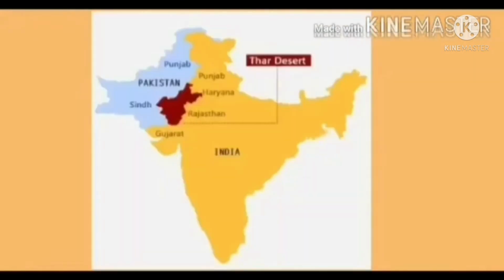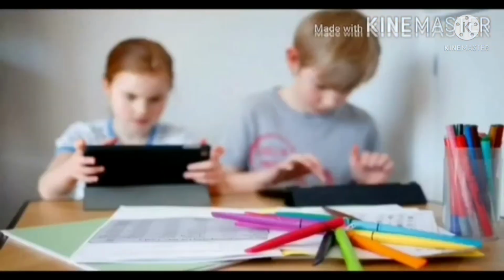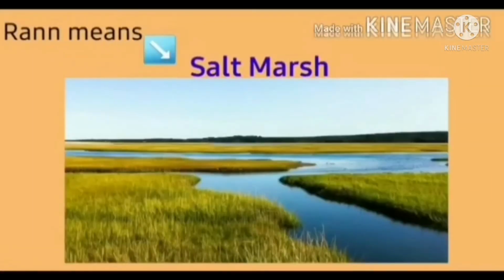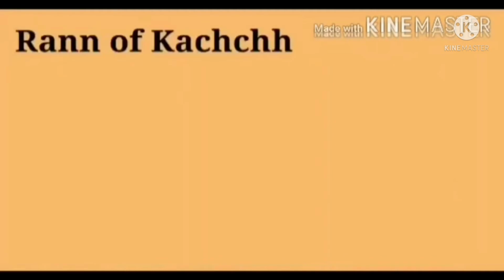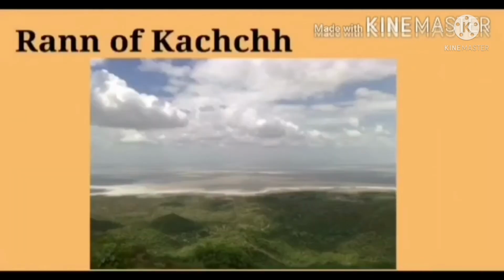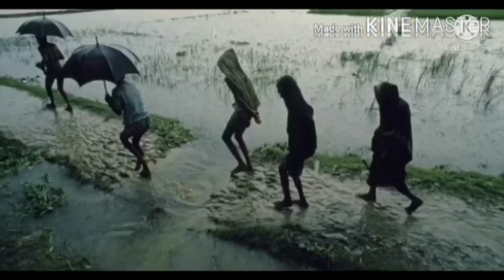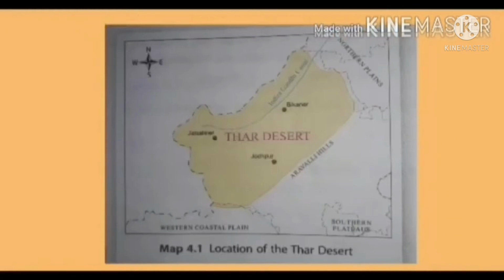It stretches from the Rann of Kutch in Gujarat through Rajasthan to the borders of Haryana. Children, here Rann means salt marsh and Rann of Kutch is the largest salt desert in India. During monsoon months, Rann of Kutch is submerged, that means it is under seawater flowing from the Arabian Sea. Look at the map 4.1 on page 32, which tells us about the location of the desert.